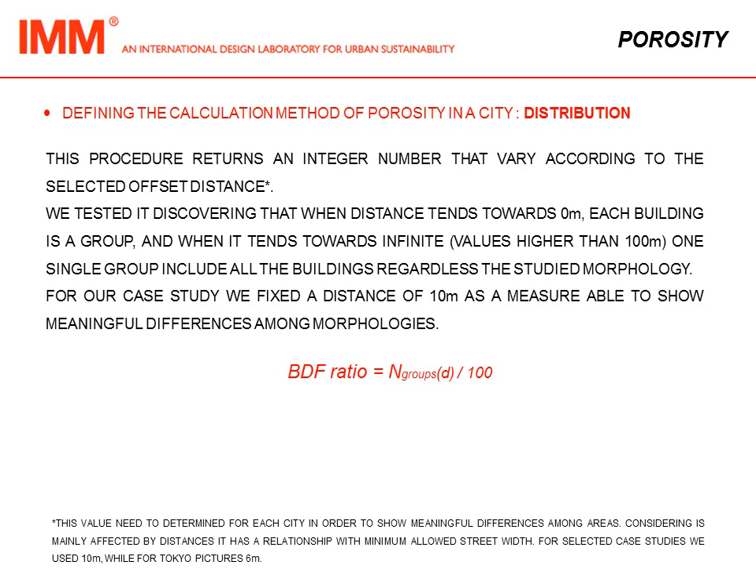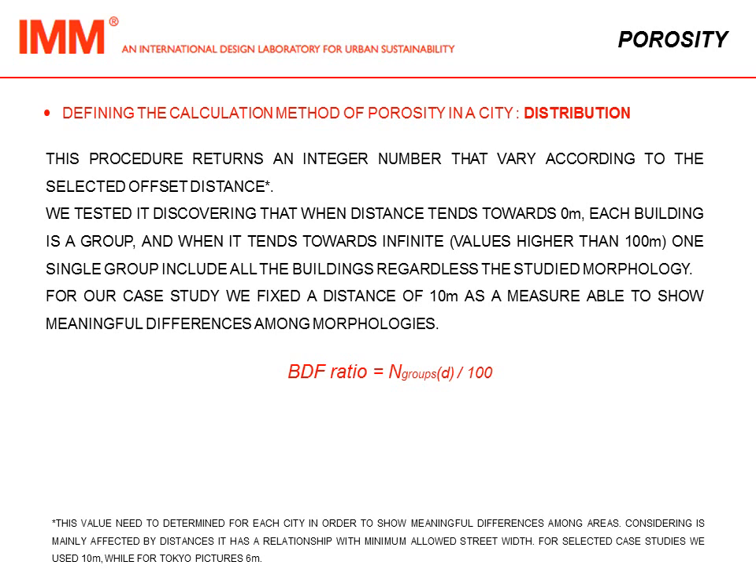We tested, discovering that when distance tends towards 0, each building is a group, and when it tends toward infinite, for example a value higher than 100, one single group includes all the buildings regardless of the study morphology. For our case study, we took a distance of 10, a measure able to show meaningful differences among morphologies.